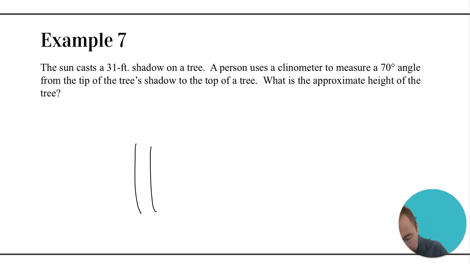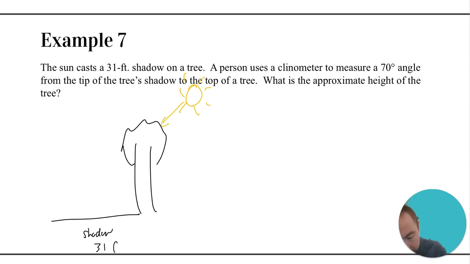So you do have a tree, right? And then you've got the sun up here in the sky. It's casting a shadow down upon it, right? So that sunlight comes down upon the tree, and then we get this shadow. And the shadow that we have right here, we know that it's a 31-foot long shadow, right? So a person uses a clinometer. And a clinometer is just an angle measuring tool.